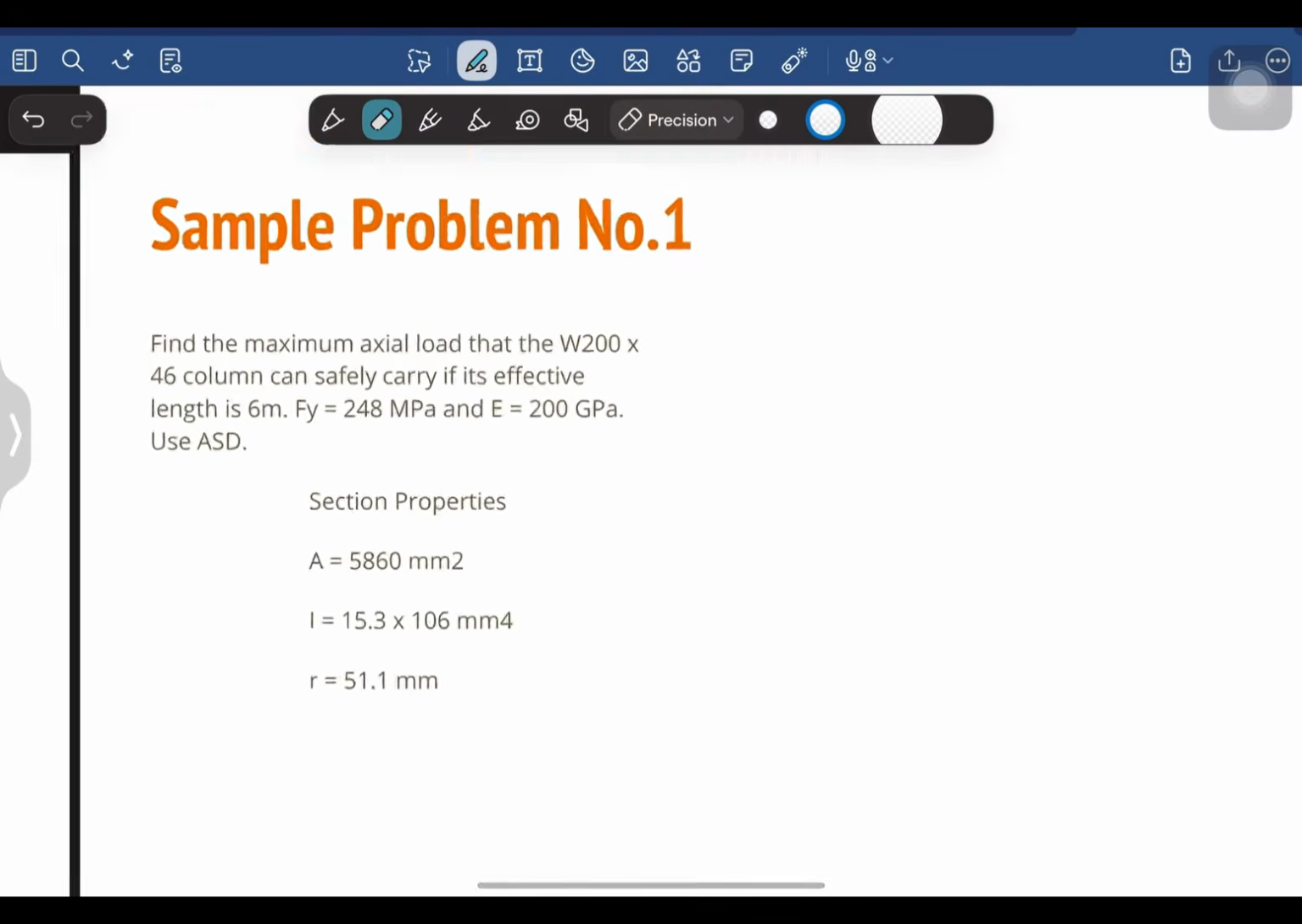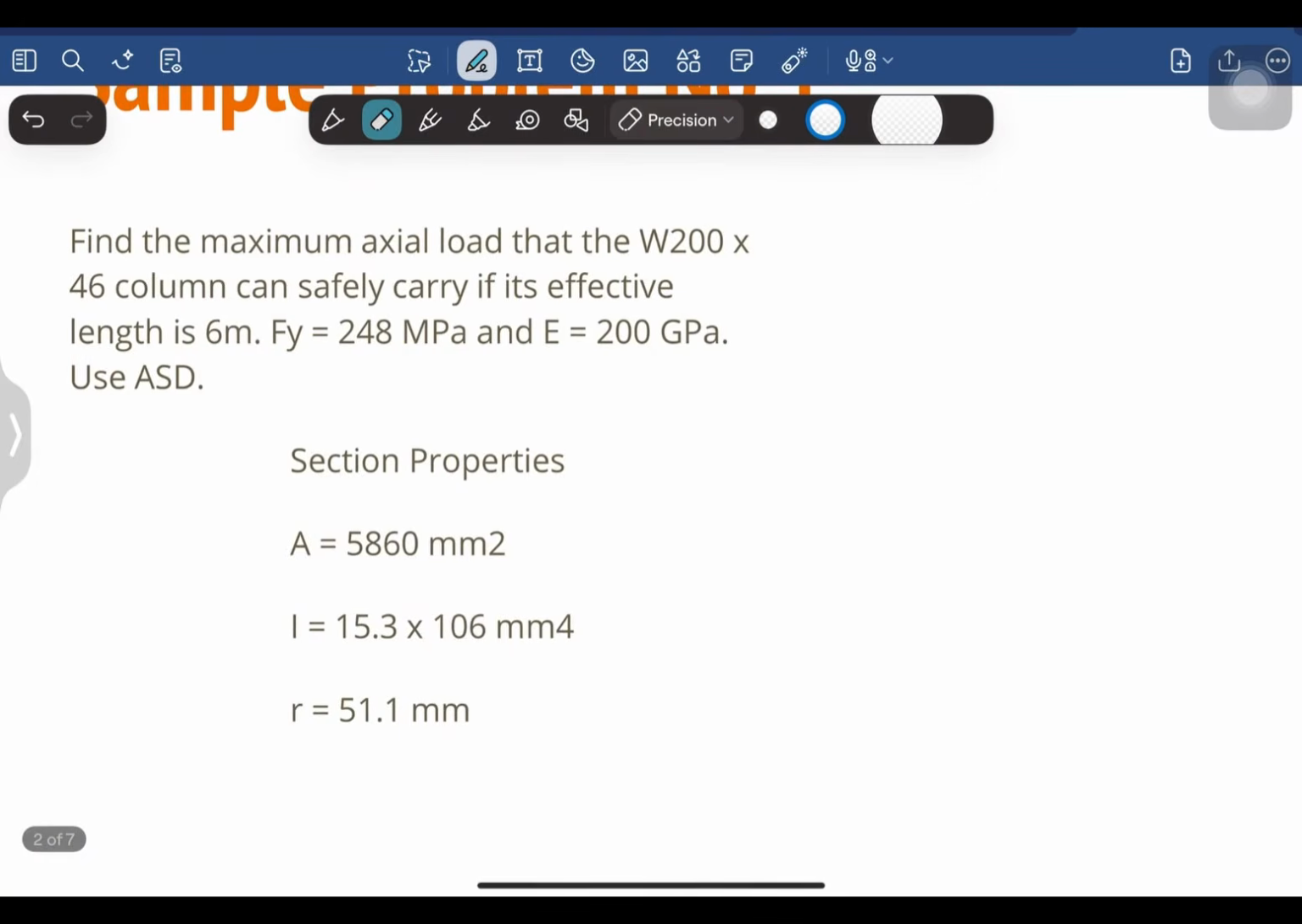So let's have the sample problem. Find the maximum axial load that the W200 by 46 column can safely carry if its effective length is 6 meters. Fy equals 248 MPa and E equals 200 GPa. Use ASD for the design philosophy for this example.